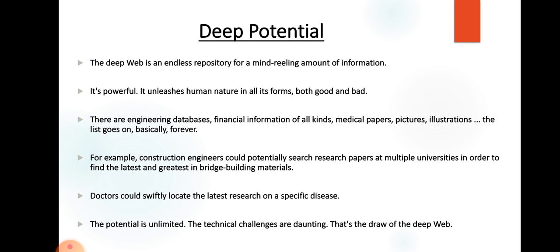So that is the potential amount of information available there, and from it we can access data from databases, maybe pictures, maybe medical papers and medical information, maybe financial information. A huge amount of information from different categories related to the same topic will be available in the deep web. Doctors could swiftly locate the latest research on specific diseases by using the deep web. The potential is unlimited. The technical challenges are daunting. That's the draw of the deep web.